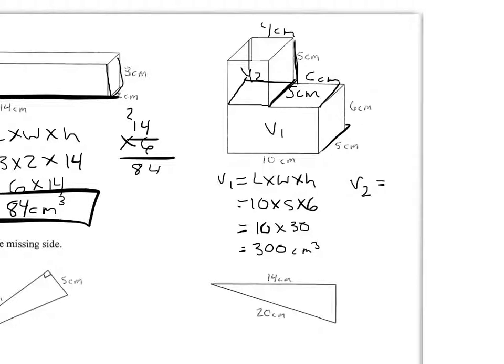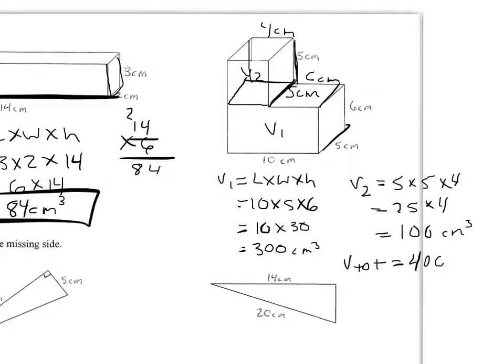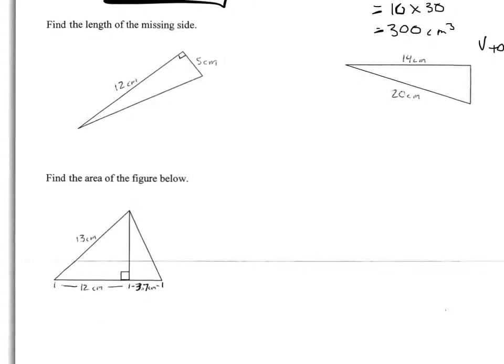Just solving it, had we known that that was going to be 4 centimeters, we would have ended up with 5 times 4, which would have been 20 times 5, which is 100 centimeters cubed. So that means our total volume would have been 100 plus 300, which would have been 400 centimeters cubed. So sorry again that I did not give you one of the dimensions that you absolutely needed. My apologies.